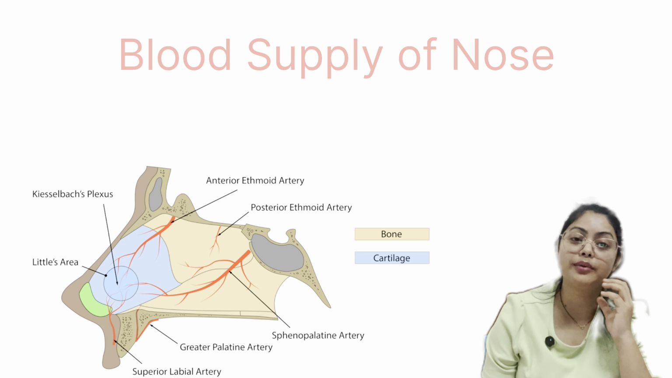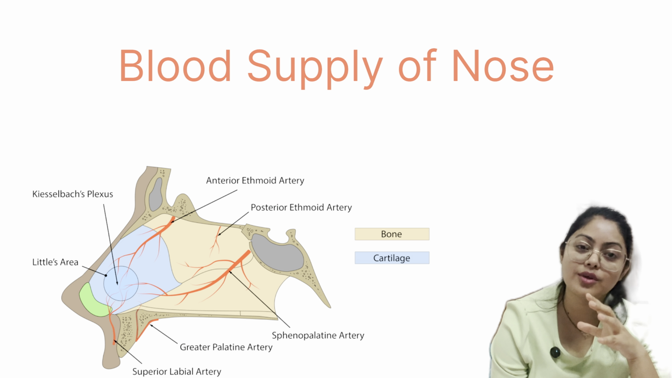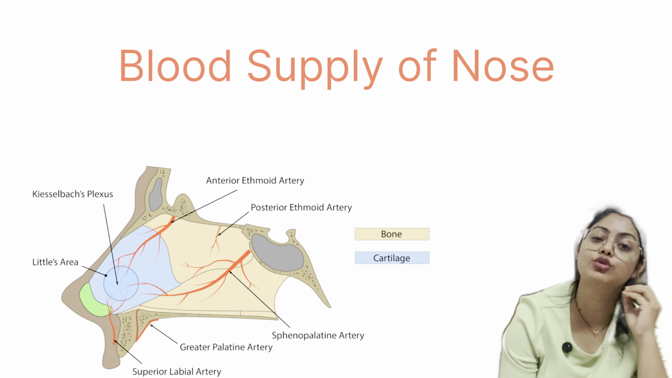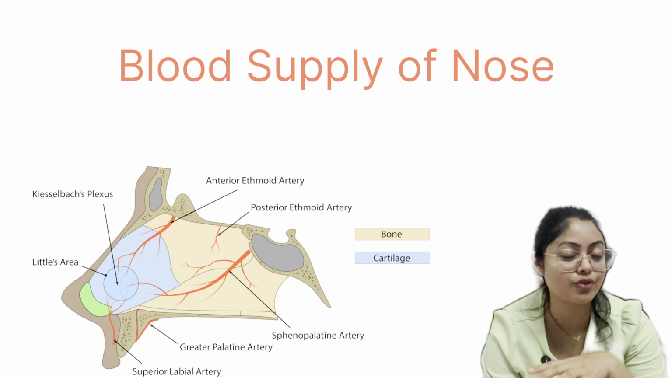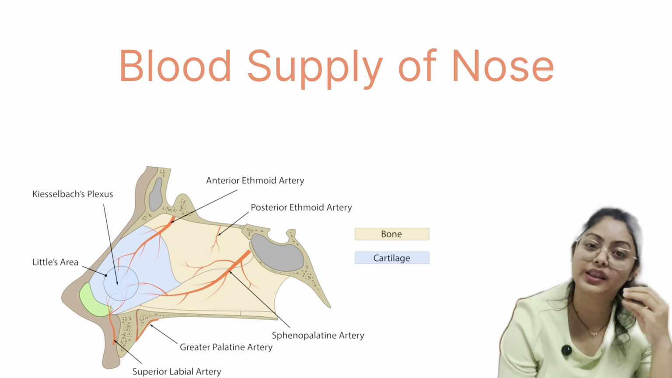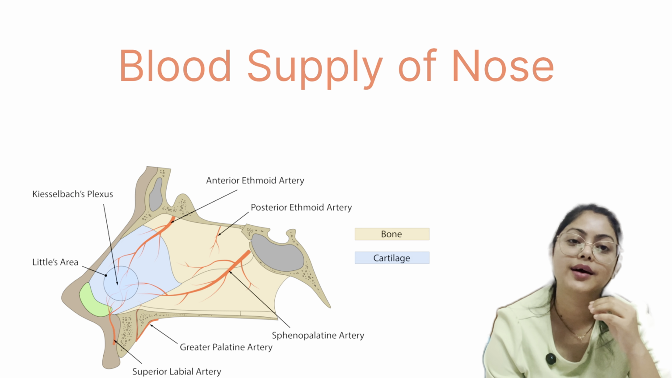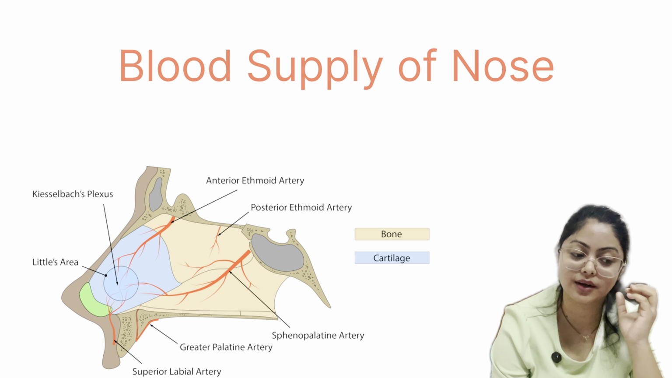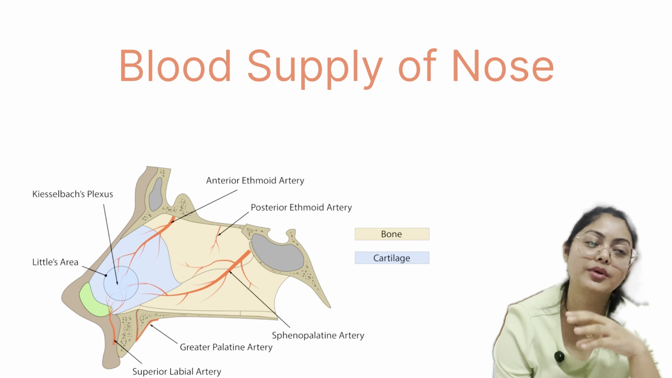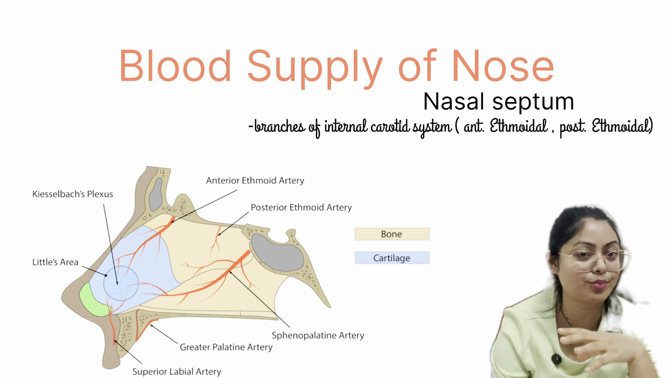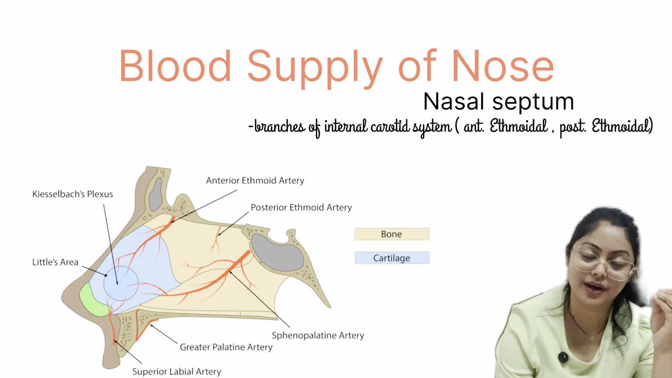The blood supply of the nose is richly supplied by the branches of both the internal and the external carotid arteries, both on the septum as well as on the lateral wall. In the nasal septum, the branches of the internal carotid system are the anterior ethmoidal artery and the posterior ethmoidal artery. Both are branches of the ophthalmic artery.